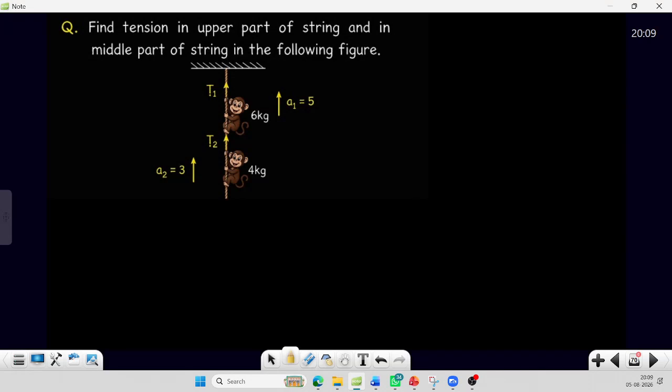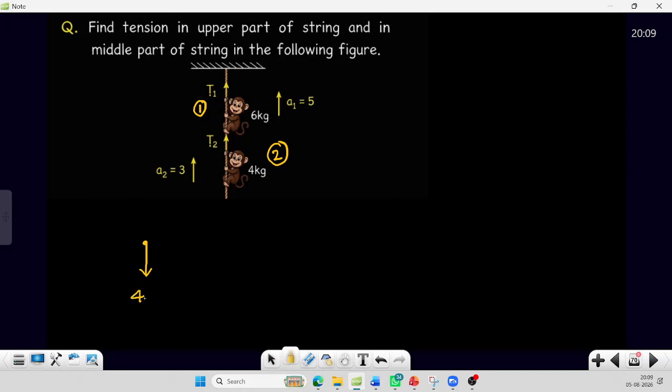First we always talk about the below monkey first. We should not talk about the upper one; we should find the below one. The lowest one we need to start with always. So this is the first monkey and this is the second monkey. Now we start with the second monkey. Tell me, what is the weight of this second monkey?